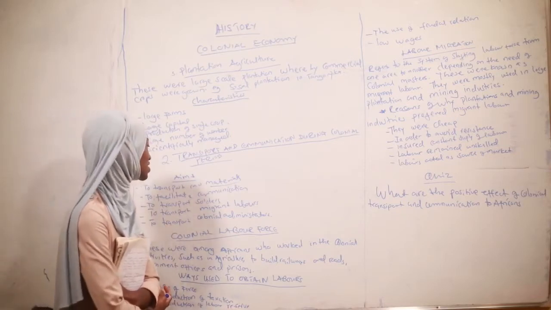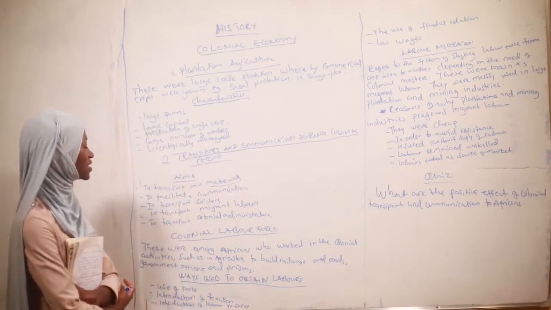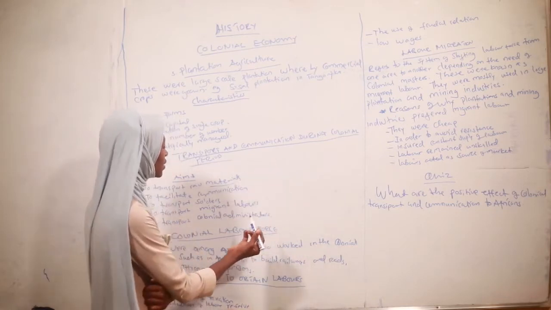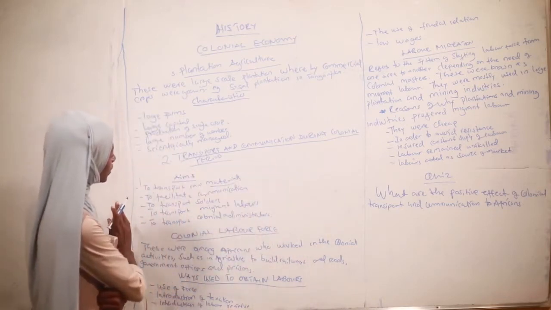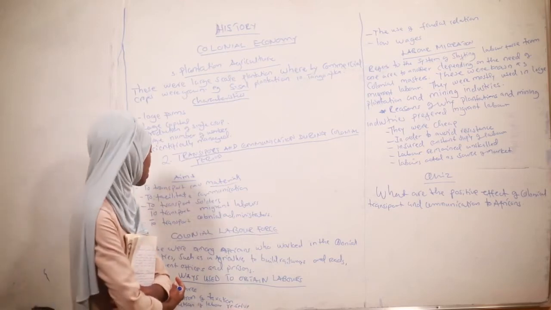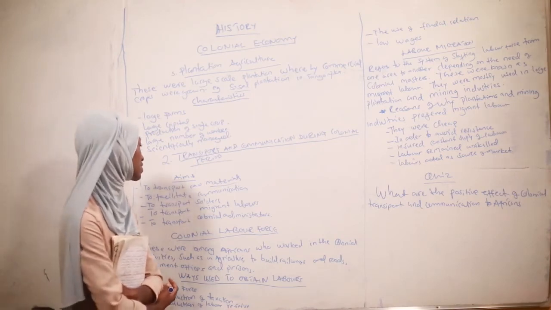Another is to facilitate communication. As we said before, transport and communication facilitate communication, so that we can communicate from one place to another through roads and railways. Another is to transport soldiers.